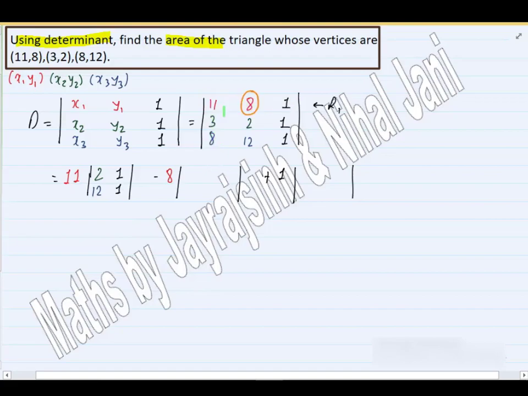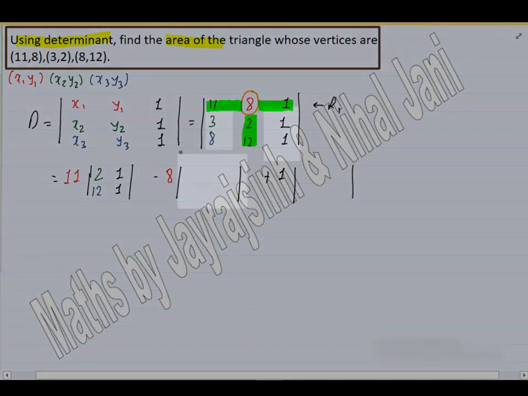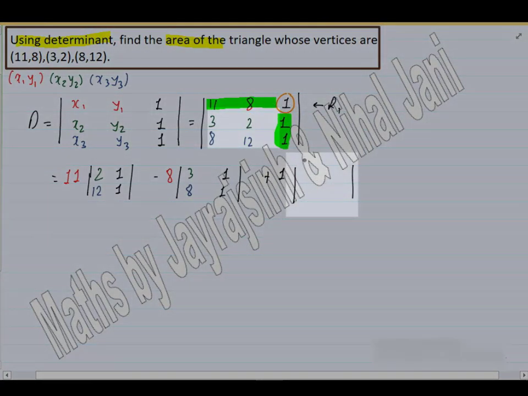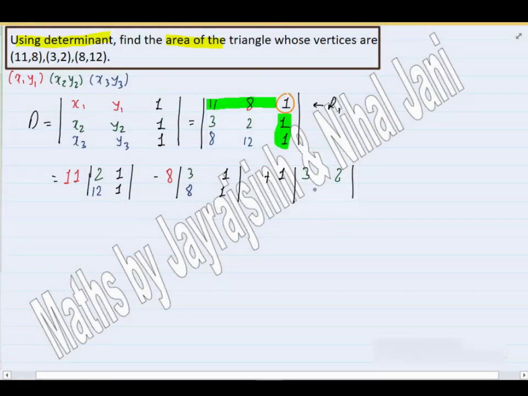Okay, now for next determinant we have to ignore first row second column. So here we'll get 3 1 and 8 1. And the last determinant is filled by ignoring first row and last column. Here we'll get 3 2 and 8 12. Right, now just expand the 2 cross 2 determinants.